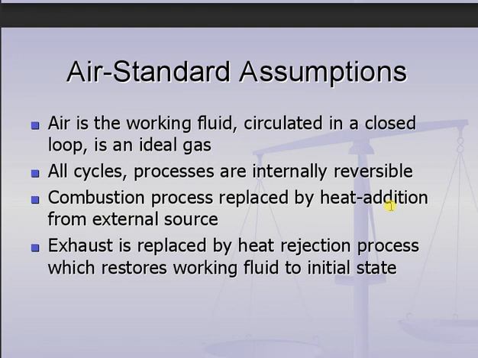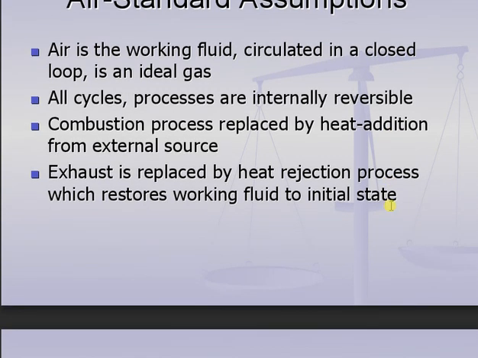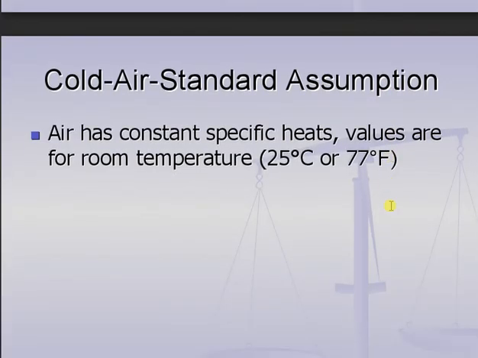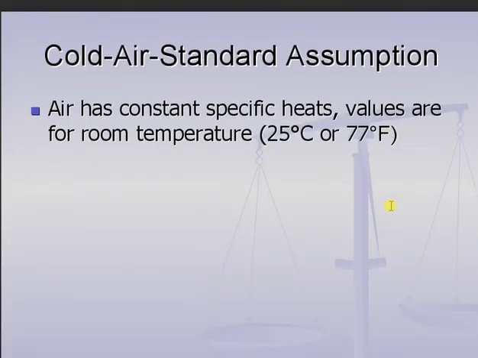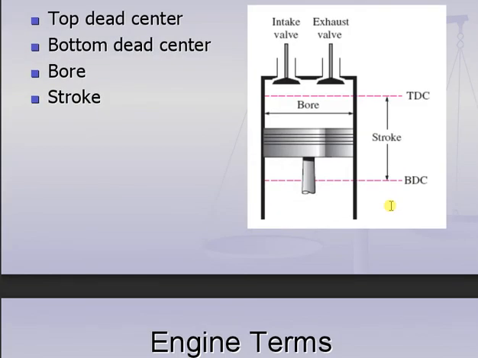Fourth, the exhaust is replaced by a heat rejection process which restores the working fluid to its initial state. This is also important. Ideally the exhaust is replaced by a heat rejection process which returns our working fluid to its initial condition, which in a realistic way is not possible. Air has a constant specific heat value at room temperature, which is 25 degrees Celsius or 77 degrees Fahrenheit.